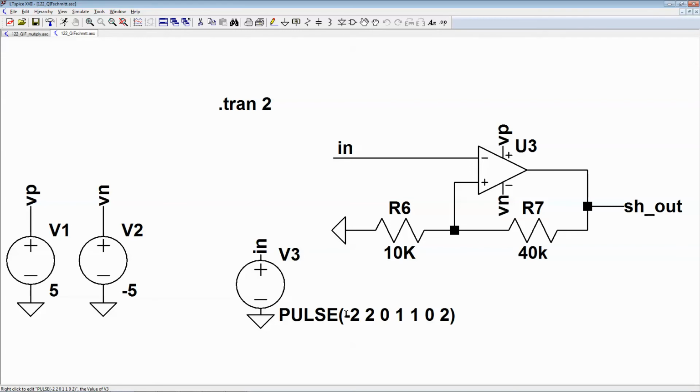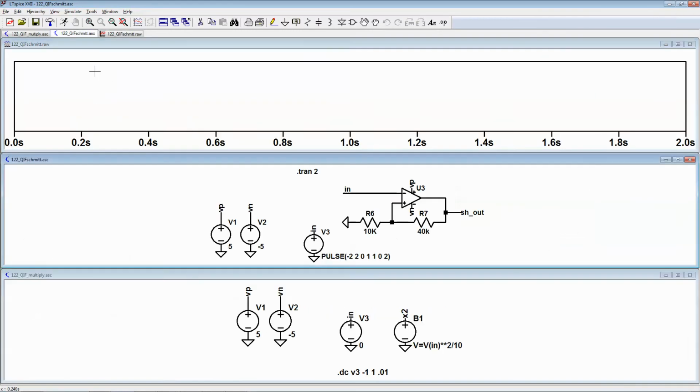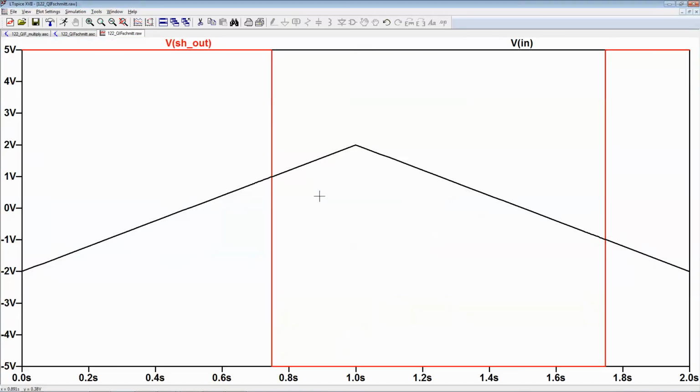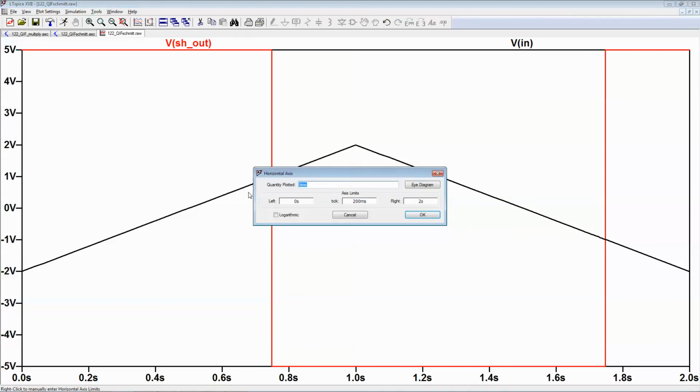So I'm running, I'm just going from -2 to 2 and back down. And you can see it switches here and it switches here, and it's not symmetric about this point. So that is part of it. But it's better to change the x-axis to Vn.